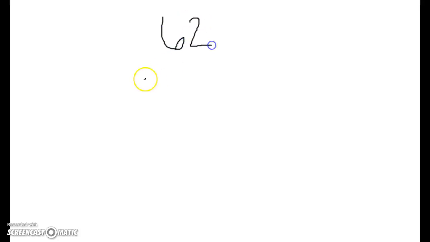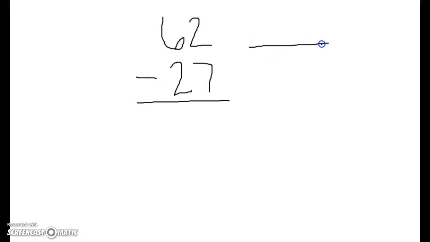So let's do 62 minus 27. I can't just take 7 from 2, so this is going to be more complicated, but we're talking about the difference. And I like to use distances here. At this stage in the game, they're old enough to understand a number line, and that represents a distance.